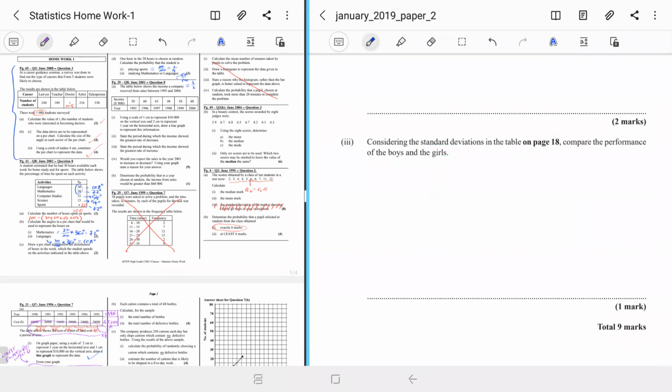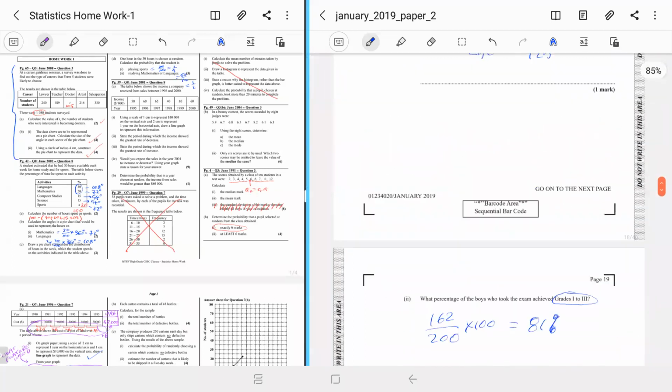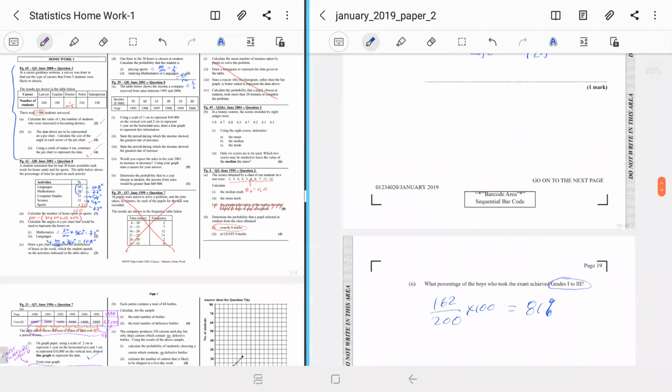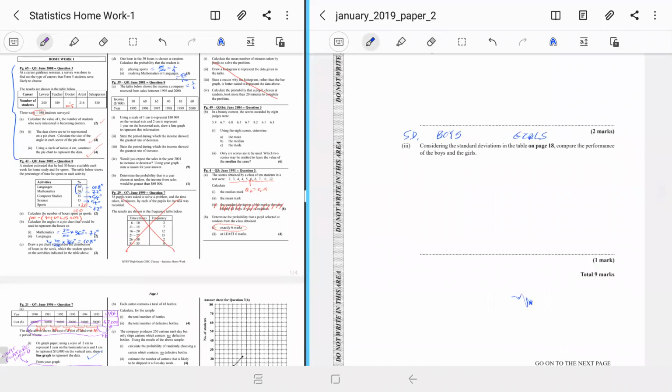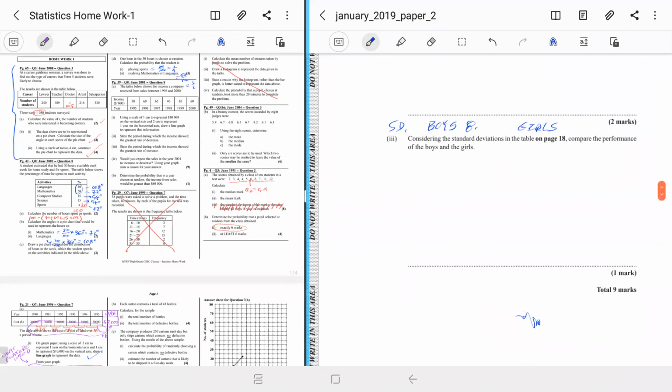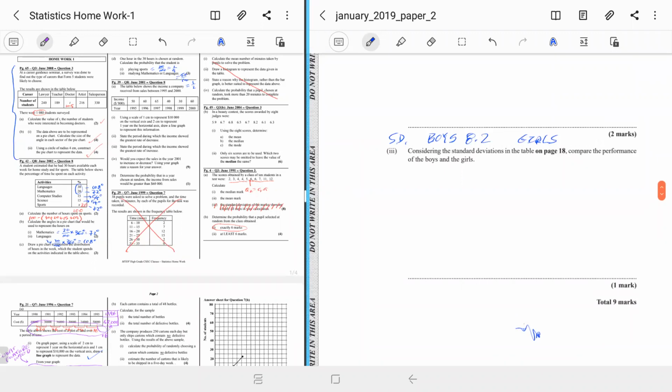Remember, the standard deviation for the boys is 6.3. For the girls, is... No, 8, sir. Yeah, man. So the boys is... wasn't it the other way around? Nope. Oh, you're right. You're brilliant. All right. So it's 8.2 for the boys and 6.3 for the girls. All right, good.